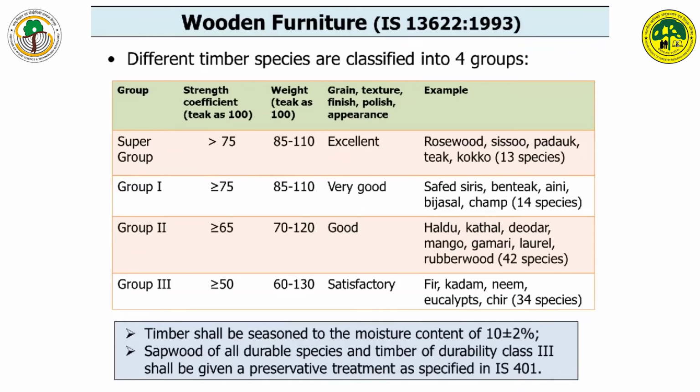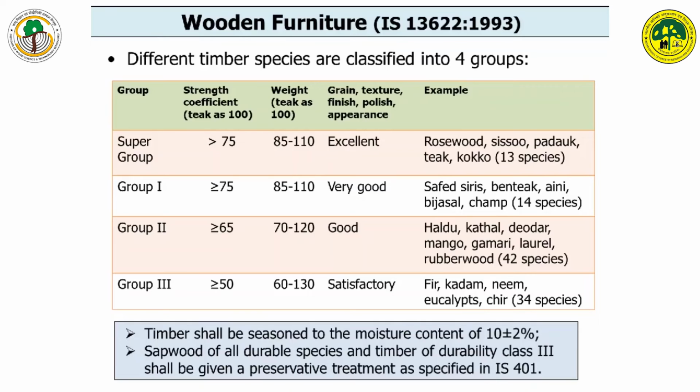1993. So here we can see that a few timber species fall under the supergroup, where strength coefficient is greater than 75, and the grain structure is very excellent. Like rosewood, sissoo, paddock, teak, they are the species which come under the supergroup, whereas for group 3, the strength coefficient is greater than 50, and different woods which come under this are fir, kadam, neem, eucalyptus, cheer, and 34 other species have been listed.